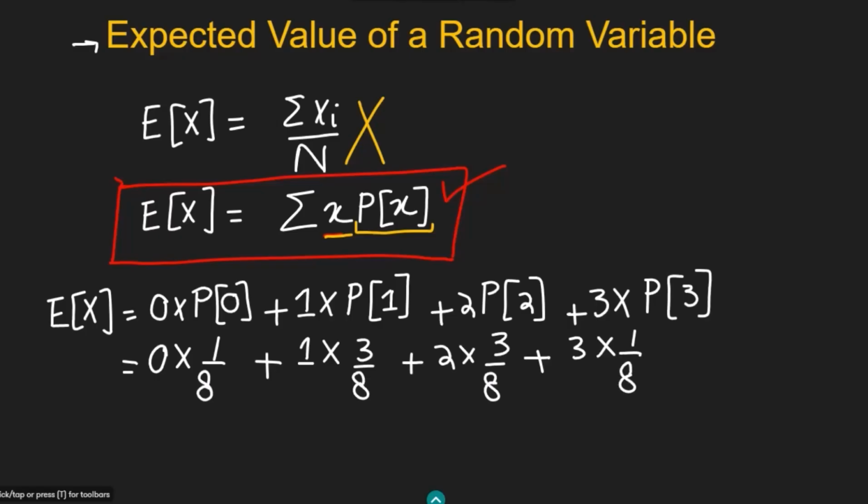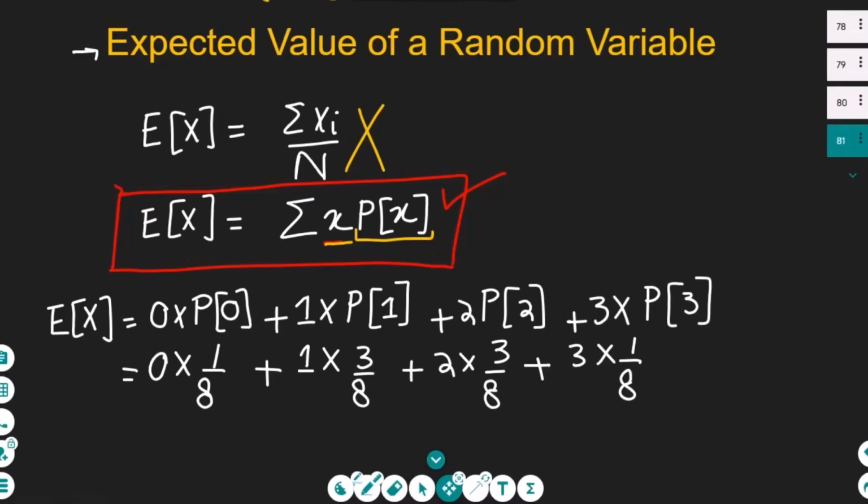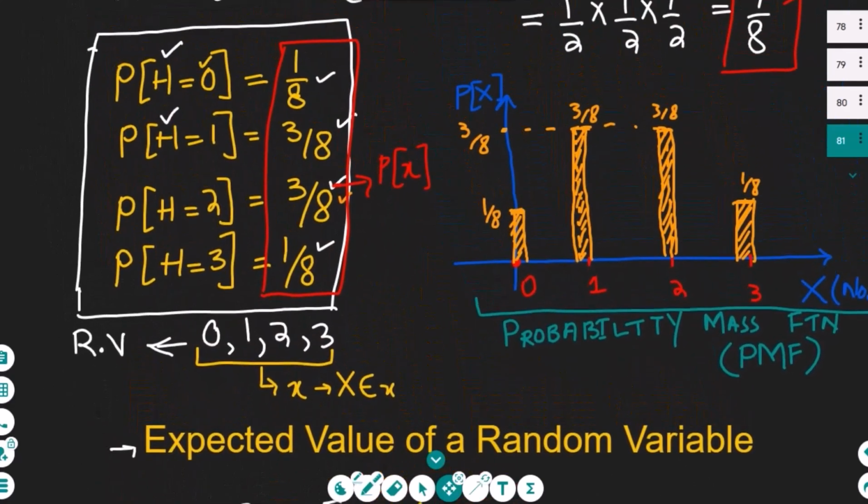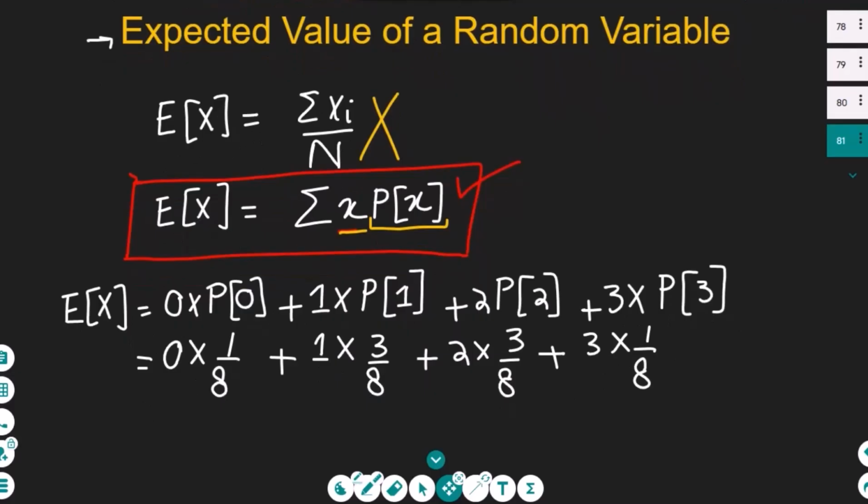Okay, so we can confirm it from our previous question as well, that the probability that heads is equal to 0 is 1 by 8. Similarly the other probabilities are also given in this table. Okay, so let me proceed to our question.